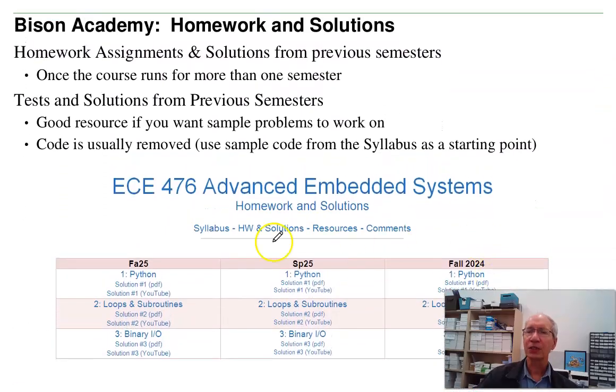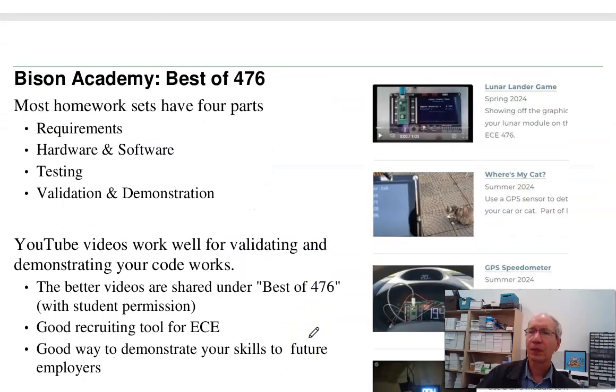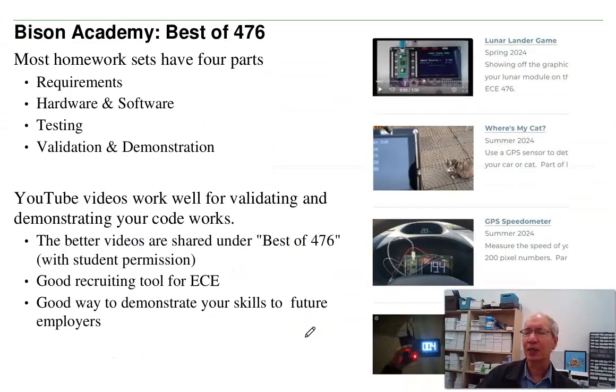If you click on homework sets and solutions, you can see homework sets and solutions to previous semesters. You want to get an idea how to write the code. The homework problems change every semester, so you can't just use the code verbatim, but it usually gives you ideas for how to do different things in Python. Another good place to go is W3 Schools, like I mentioned. That's just a great tutorial on Python programming, as well as C and HTML and other programming languages. Under Best of 476, this has some of the better homework sets that students have done over the last couple of years, and with their permissions uploaded and shared on Bison Academy.